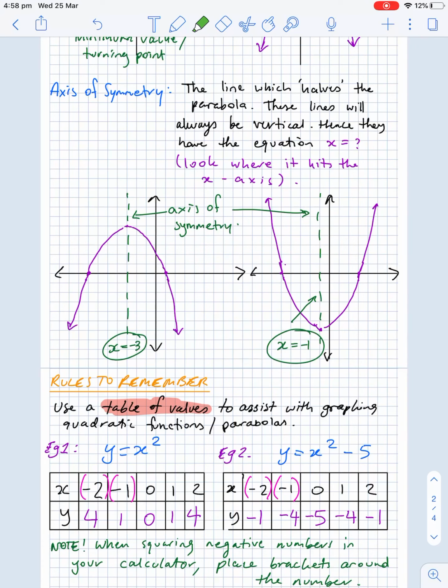These axes of symmetry always have the equation x equals something. You can look to see where it hits the x-axis to figure out what this question mark is. For example, here's my line of symmetry. It goes through at -3, so that equation is x equals -3. If you remember from a little while ago, vertical lines are always x equals something. Over here, my axis of symmetry is at -1, so x equals -1 is my axis of symmetry for that parabola.